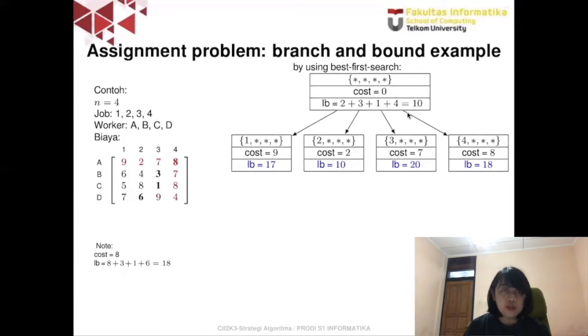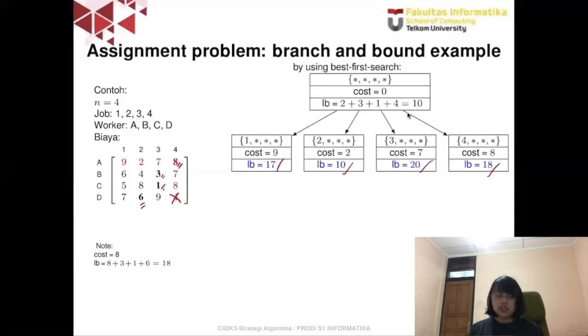And the last one goes the same. Here the cost is 8 up to this point, and then for worker B, the minimum fee we can give is 3. For C, the minimum one is 1, and for D, the minimum one is 6. We cannot give job 4 to D because it has been taken by worker A. Okay, so now we have 4 leaves here.